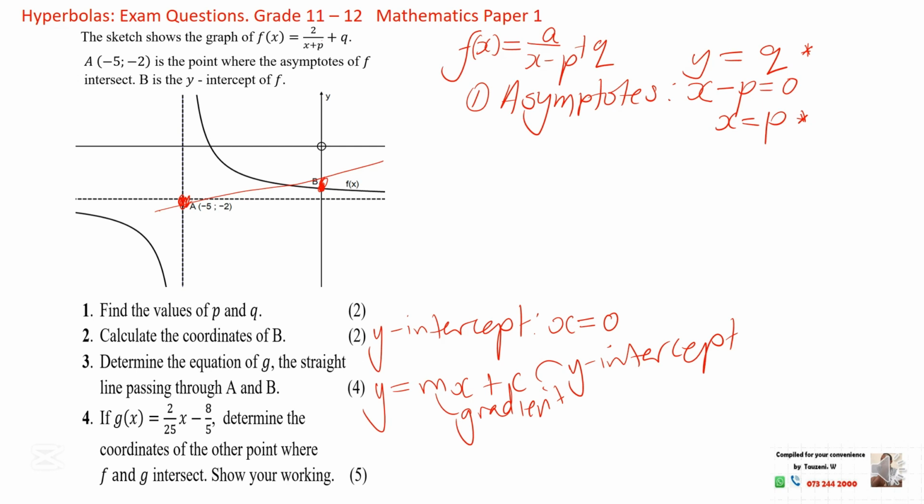Then in question number 4, where there are 5 marks, it says determine the coordinates of the other point where f and g intersect and show your working out. Where two graphs intersect each other, they are equal at the point where the graphs meet. So that means f of x will equal g of x. You equate the equations of the graphs and then solve the resulting equation to determine the x values needed for the graphs to cross each other. That is what we are given in this question, and those are the ideas being tested. So let's have a look at the answers to this question.